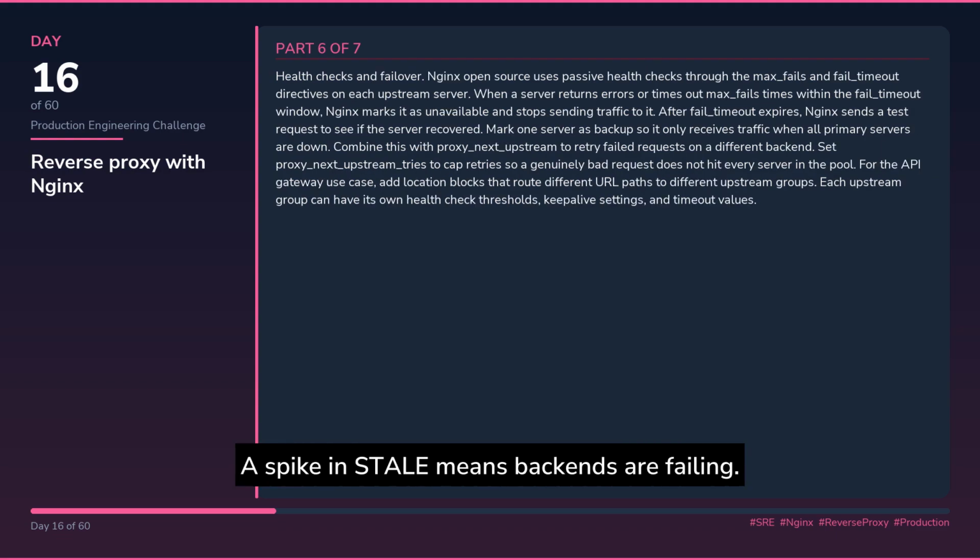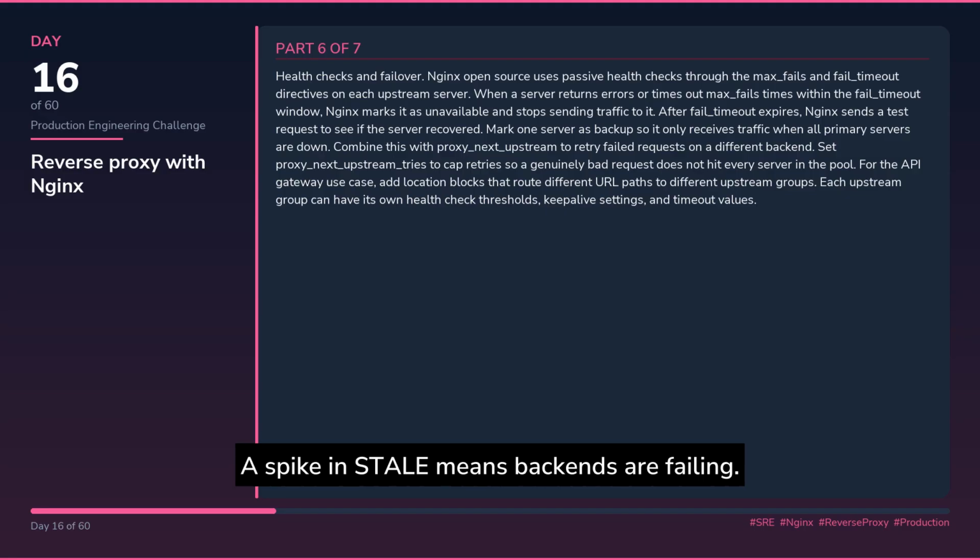Health checks and failover. Nginx open source uses passive health checks through the max_fails and fail_timeout directives on each upstream server. When a server returns errors or times out max_fails times within the fail_timeout window, Nginx marks it as unavailable and stops sending traffic to it. After fail_timeout expires, Nginx sends a test request to see if the server recovered. Mark one server as backup so it only receives traffic when all primary servers are down.